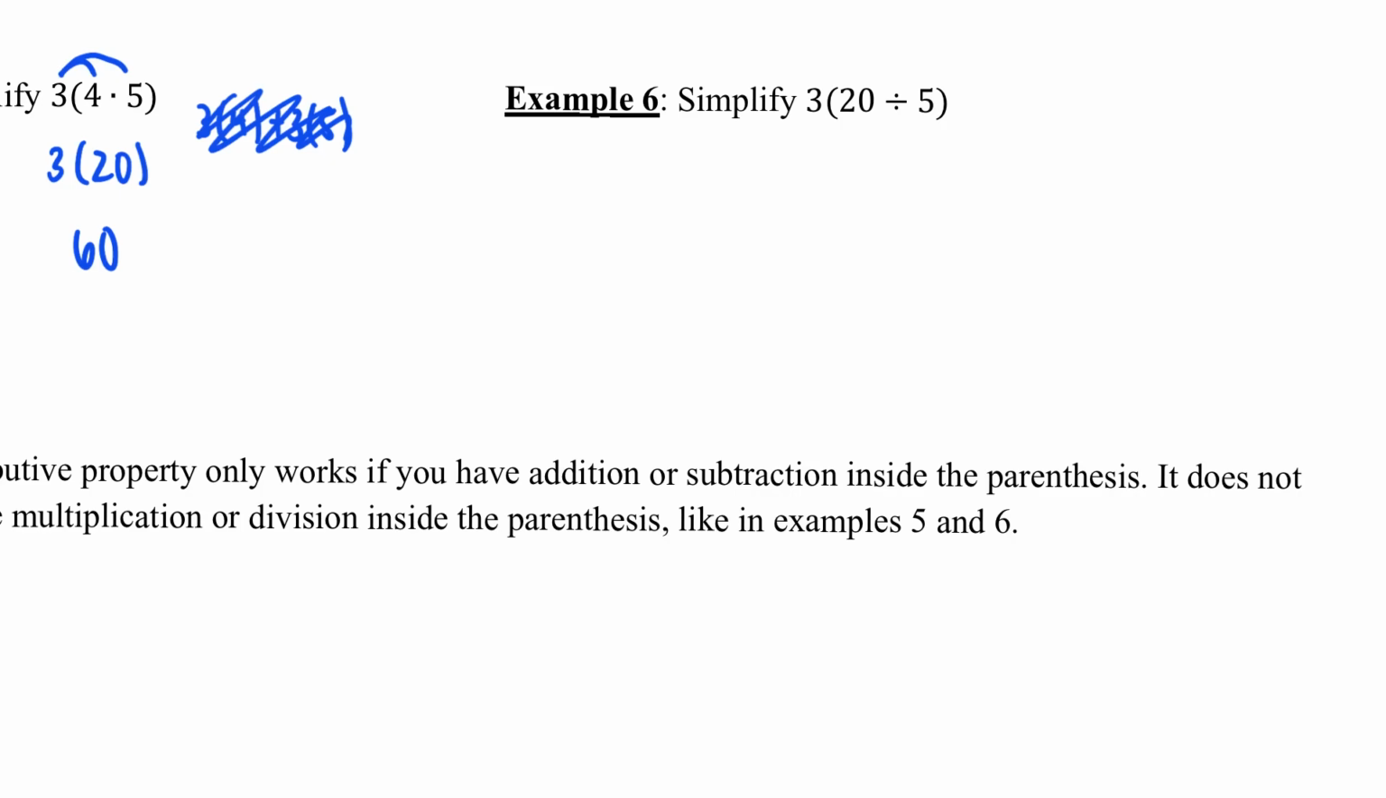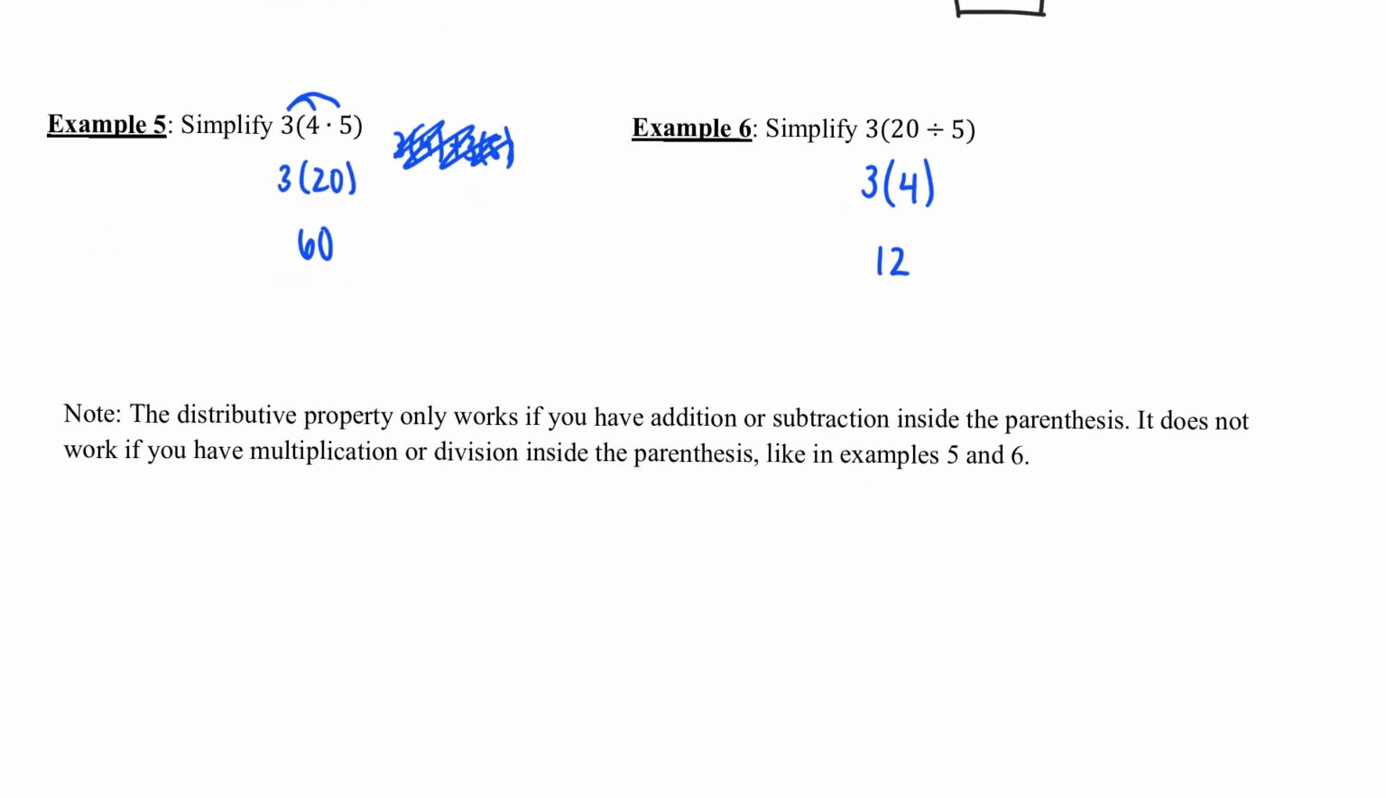Same thing with division, right? So you can't just do 3 times 20 divided by 3 times 5 or something like that. That doesn't work. You got to do what's inside the parentheses, and then you multiply. Okay, so 20 divided by 5 is 4. 3 times 4 is 12. Okay, I think this is just a little note here. Yep, so that's what I just said there. Okay.